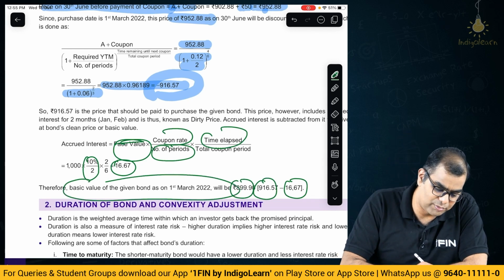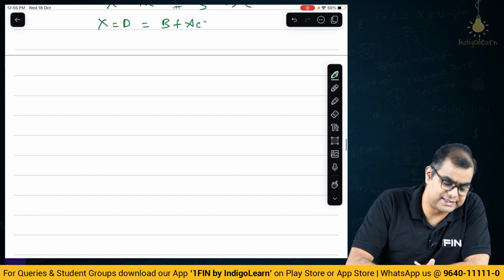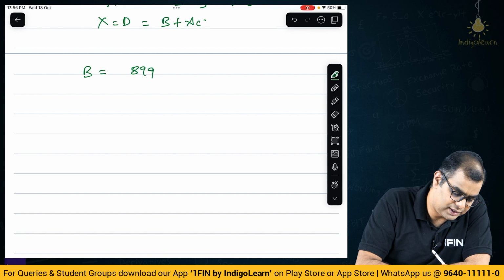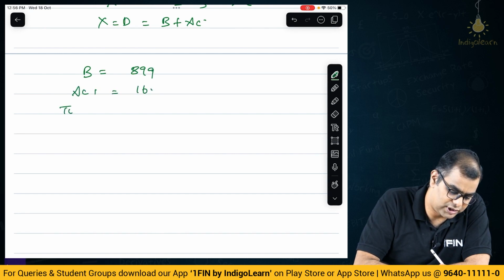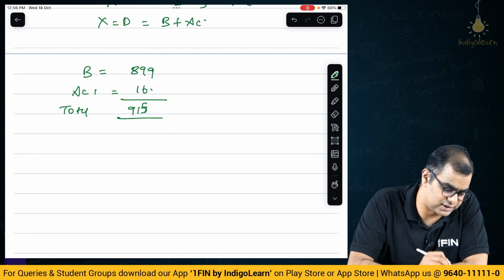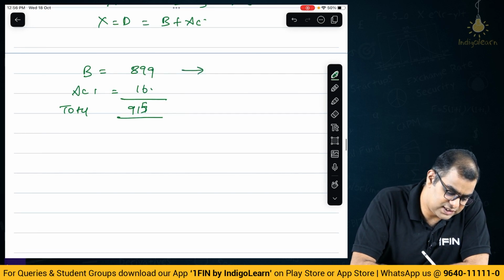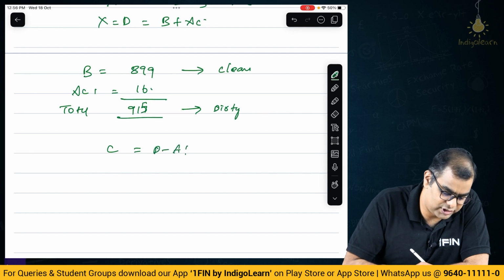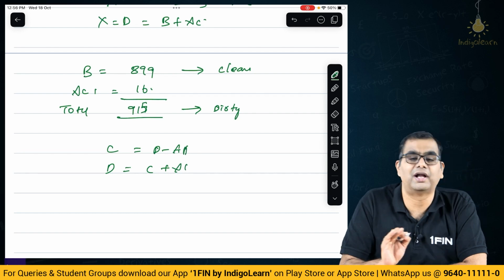So, basic value of the bond is 899. So, coming back, I am not adding exact numbers, I am taking round numbers. Okay. Basic is 899, accrued interest is 16. So, total is 915. Okay, I am rounding off, just do not go by the exact numbers, I do not want to get into that logic discussion. So, this is known as clean price, this is known as dirty price. Clean is equal to dirty minus accrued interest, dirty is equal to clean plus accrued interest. That is how we compare.